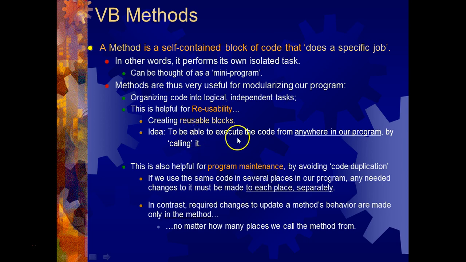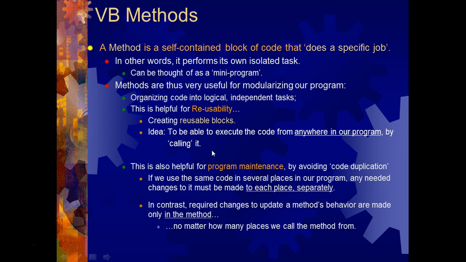The idea is to be able to execute the code from anywhere in our program, so we can use the convert to integer function in many different places or anywhere in our program by calling it. By calling it just means by using it. This is also helpful for program maintenance by avoiding code duplication. So we will see that.